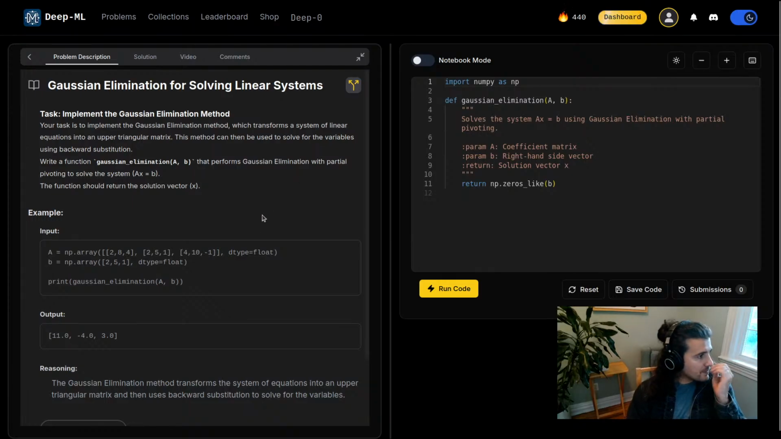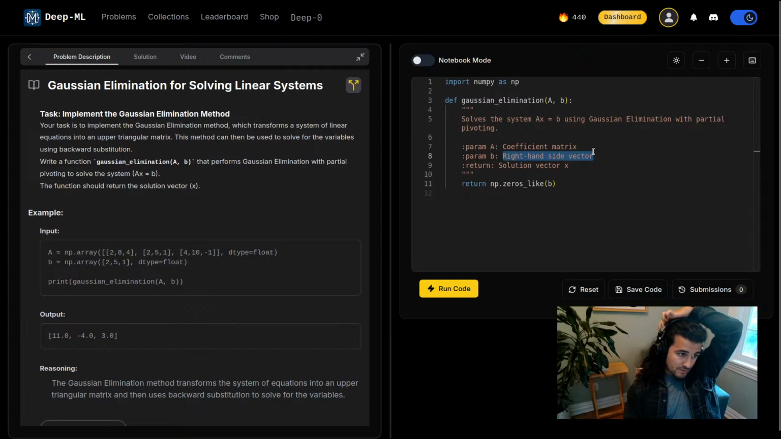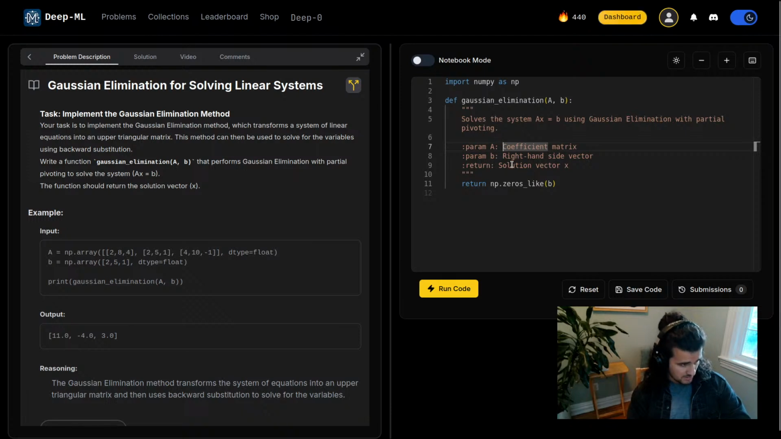Okay, so implement the Gaussian elimination method. Your task is to implement the method which transforms a system of linear equations into an upper triangular matrix. This method can then be used to solve for the variables using backward substitution. Right. Okay. Partial pivoting to solve the system Ax = b. A is our coefficient matrix, yes. X is the thing that we're going to output, and b is our right hand side vector of values that we need to match with the transformation matrix and x.